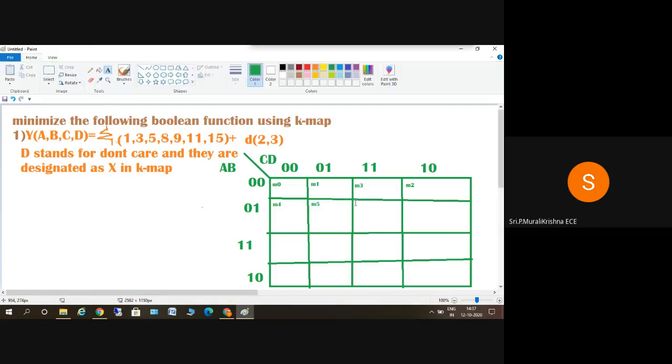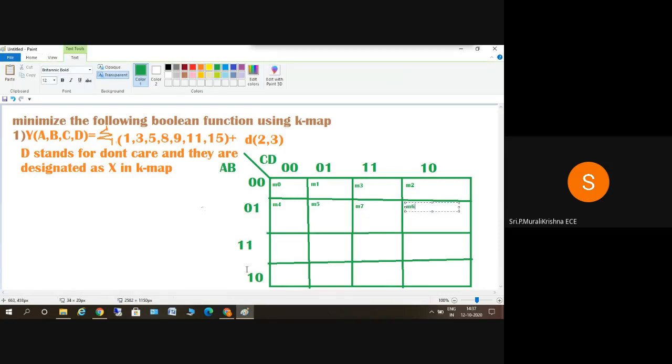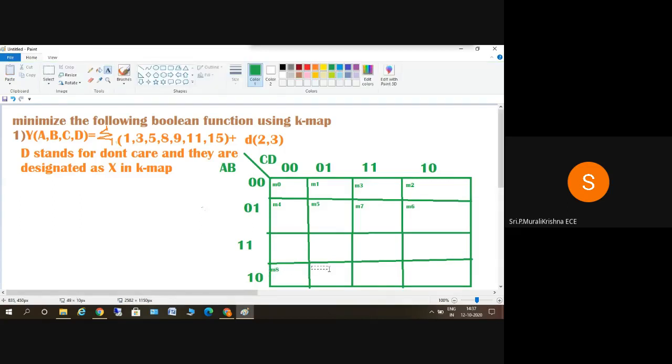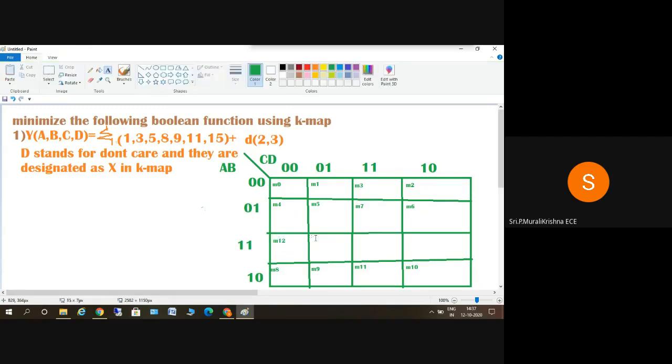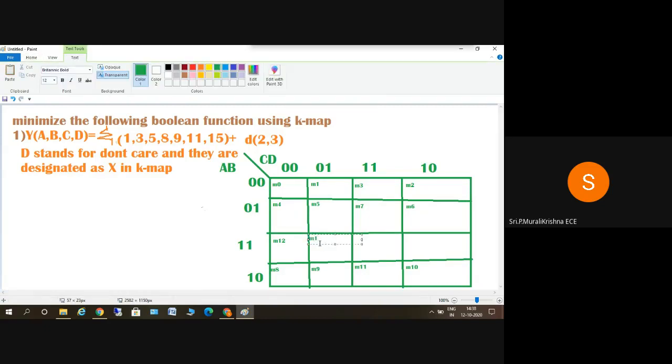So M5, M7, M6, and here it is M8, M9, M11, M10, and this is M12, M13, M15, and M14. Okay, so these are the minterms.